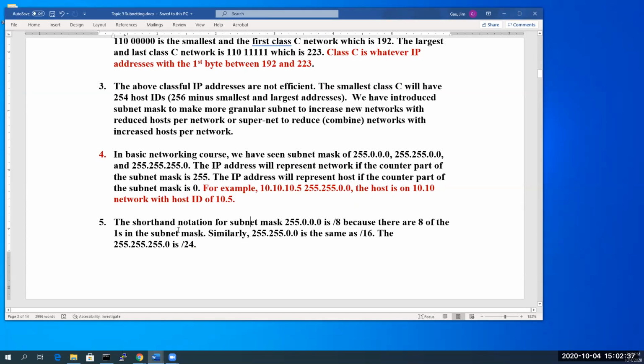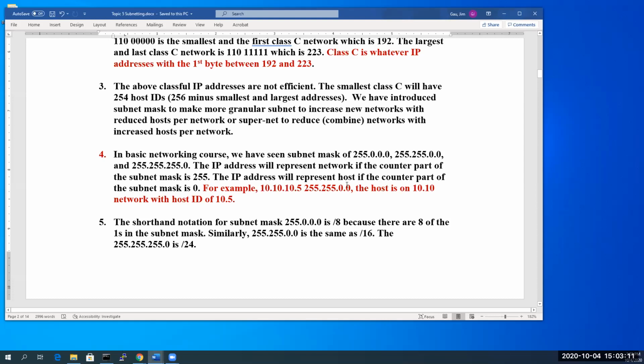And we're going to introduce a shorthand notation for the subnet mask. 255.0.0.0 is a /8 because there are 8 ones in your subnet mask. And of course, 255.255.0.0, the one that we commonly deal with, is a /16 because you have 16 ones in there. And the class C by default, 255.255.255.0, is a /24 network. And be aware though, it doesn't have to be /8, /16, /24. It can be anything, okay?